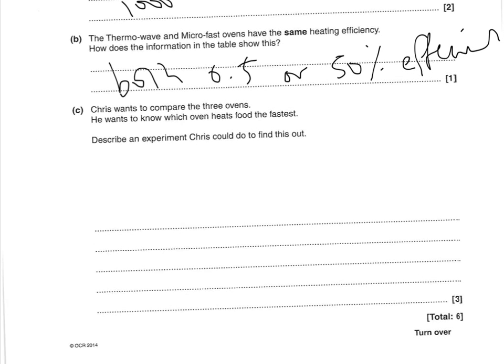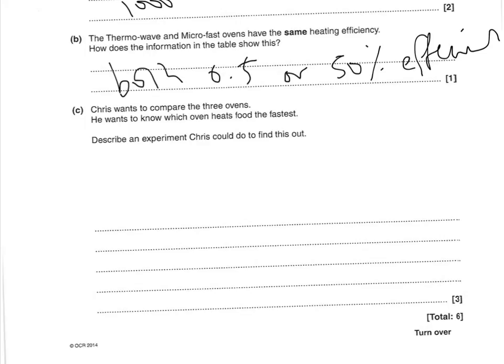Chris wants to compare the 3 ovens. He wants to know which oven heats food the fastest. Describe an experiment that Chris could use to find this out. So 3 marks. Any one of these for an equipment mark: either a thermometer or a stopwatch, or measure the time to cook the food, or measure the temperature, that would get you a mark.